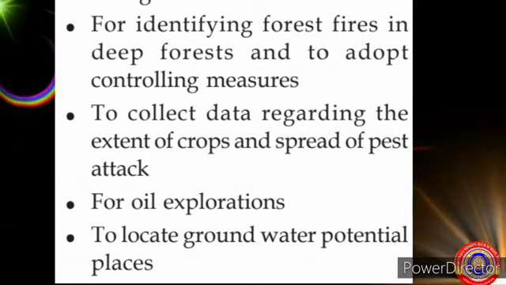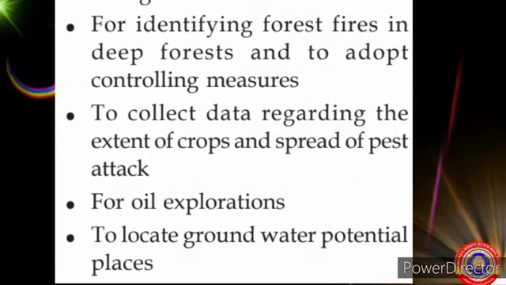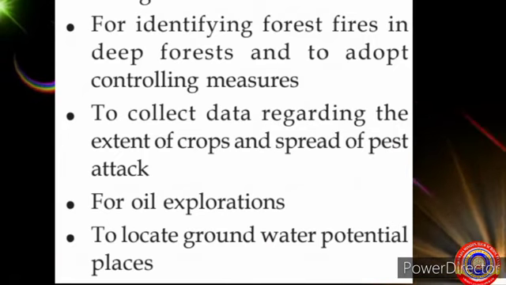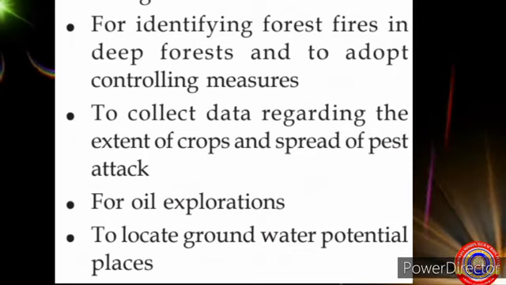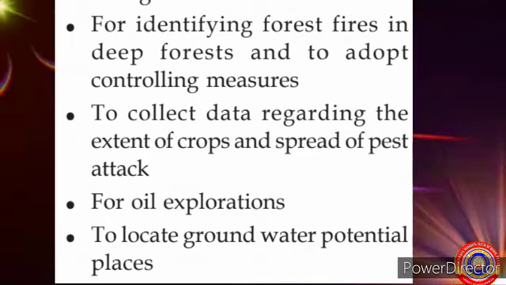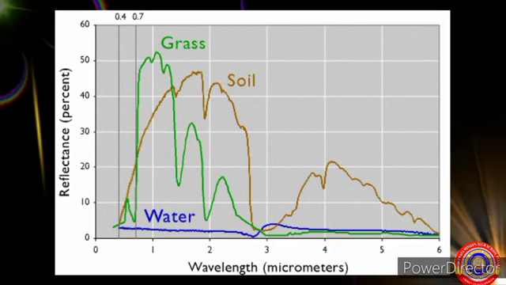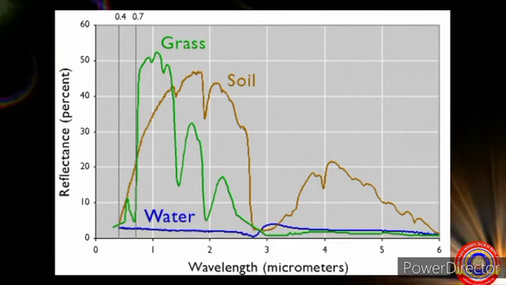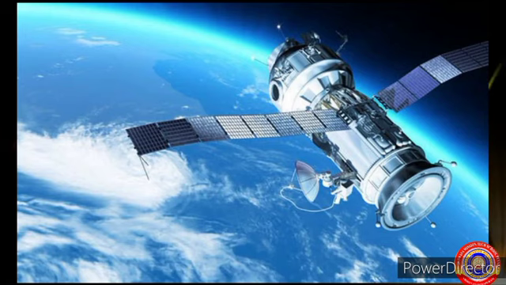Sixth one, to collect data regarding the extent of crops and spread of pest attack. Seventh one, for oil explorations. And last one, to locate groundwater potential places. You have understood that a large amount of information about the earth is received through remote sensing technology.